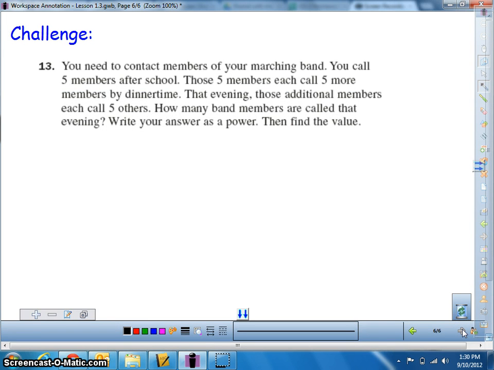And here's your last challenge. It's a word problem. We haven't really done a word problem yet, but I think you can figure it out. I have faith in you. It says you need to contact members of your marching band. So you need to call 5 members after school. Those 5 members are each supposed to call 5 more members by dinner time. And that evening, those members need to each call 5 more people. So how many band members are called that evening? Try and write your answer as a power and then evaluate it.